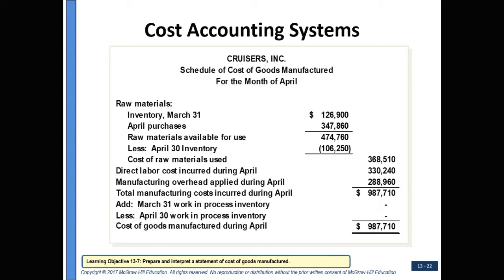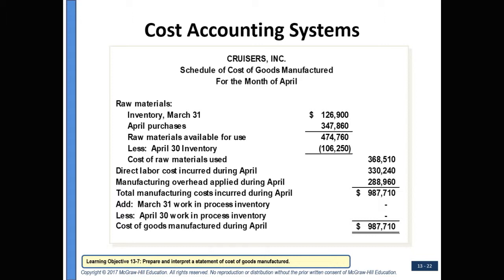Now notice that the product costs are shown on the schedule. We have our direct materials there at the top, direct labor, and then the manufacturing overhead. The cost of goods manufactured during April is $987,710, which will then be transferred to finished goods inventory.